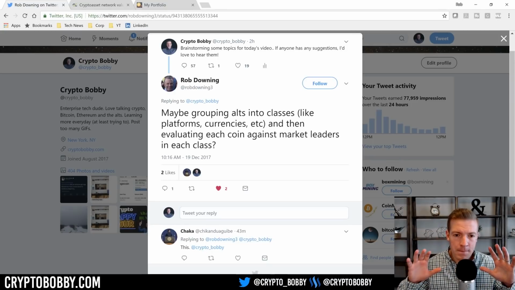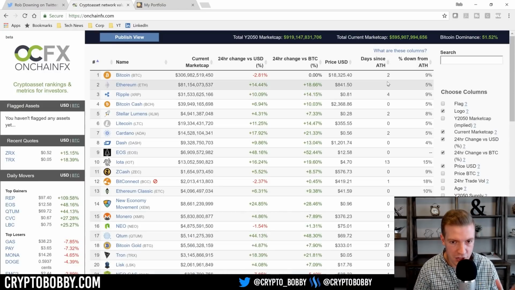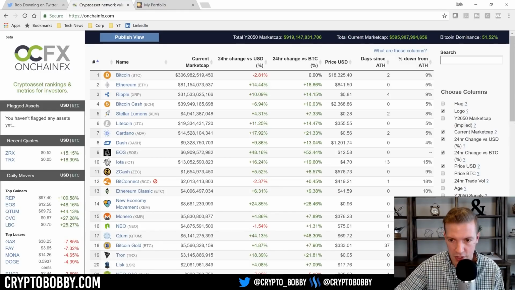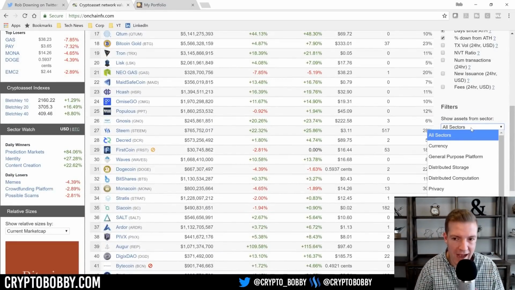One of the great ways, I think, of grouping assets into classes is that I've really liked using onchainfx.com. Again, I have no relation to them whatsoever. This is pretty much still in beta, but I think they're doing a nice job putting this website together and compiling some tools. Outside of the different columns you can choose, they have the ability to flag and filter assets in different sectors. I think this is interesting and important, a really interesting way to look at things.